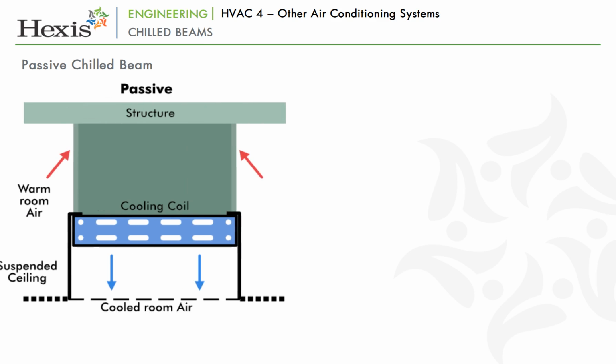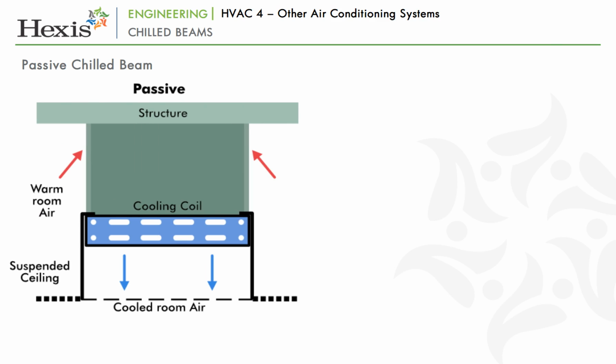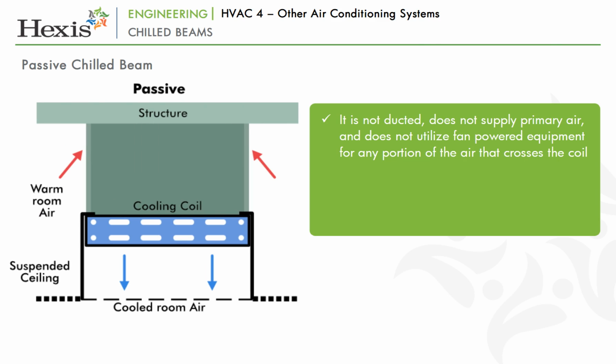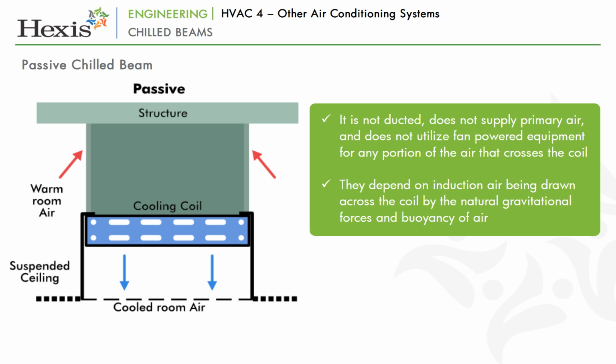Now we will have a look at passive chilled beams. A passive chilled beam is one that is not ducted, does not supply primary air, and does not utilize fan-powered equipment for any portion of the air that crosses the coil. They rely on induction air being drawn across the coil by the natural gravitational forces and buoyancy of air. Warm air rising to the ceiling enters the beam from above as the chilled air that has passed through the coil drops down. The motion of the cool air dropping creates a pressure drop behind it that draws more warm air through the coil.